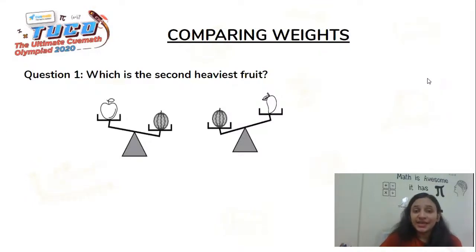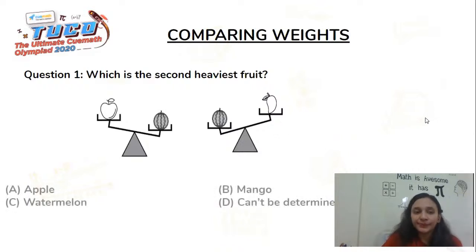Which is the second heaviest fruit? We have 2 balances. Each balance has 2 trays and then 2 fruits on them. The first one has an apple and a watermelon. The second one has a watermelon and a mango. And we need to tell which is the second heaviest. So let's see the options. It says apple, mango, watermelon, and cannot be determined.